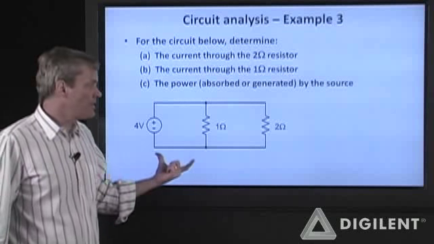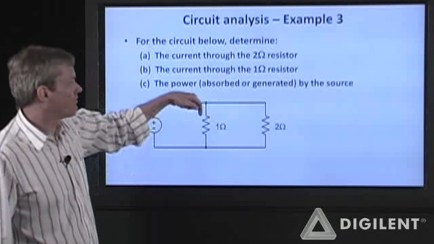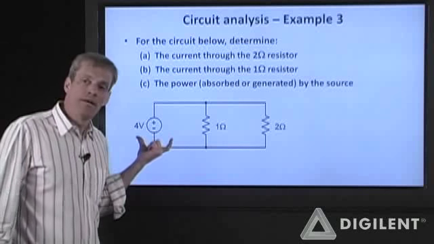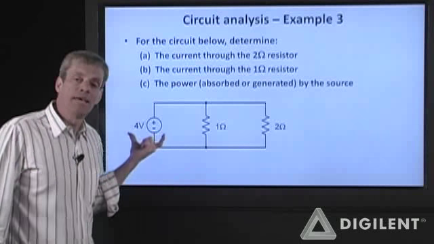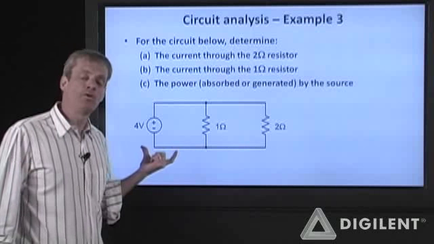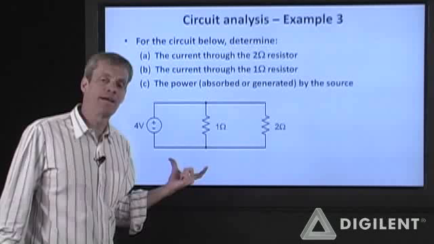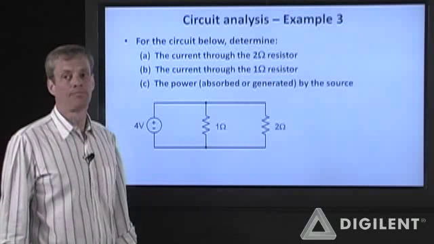For example, in this problem, I want to find the current through the 2 ohm resistor, the current through the 1 ohm resistor, and the power generated or absorbed by the source. Take a quick look at this, see how few equations you can get this down to in order to solve for those desired unknowns. When you come back, I'll show you what my plan is.